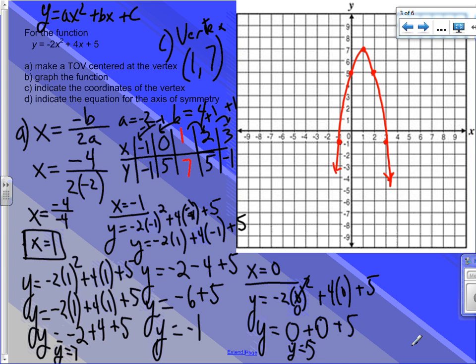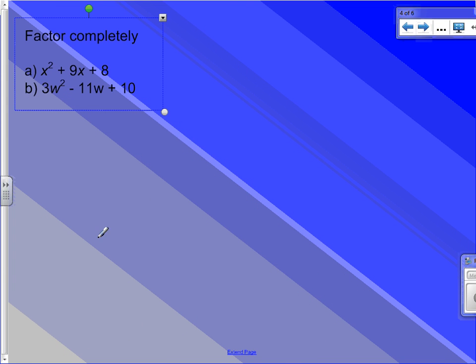All right, that's B. C we already answered. Vertex was 1, 7. And then the last thing is to indicate the axis of symmetry, the equation. The first coordinate of our vertex is 1. Our axis of symmetry, its equation is going to be x equals 1. All right, good job. This problem's done. Let's move on to our next example for our quiz review.